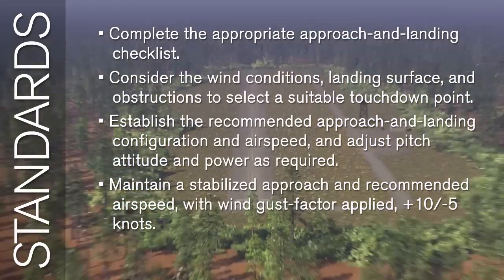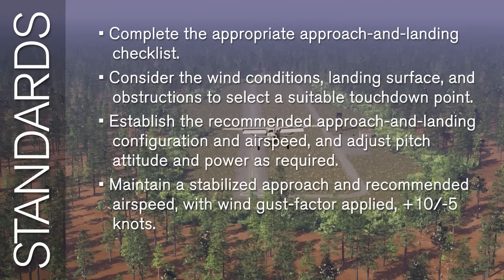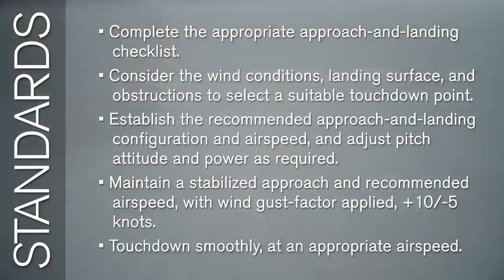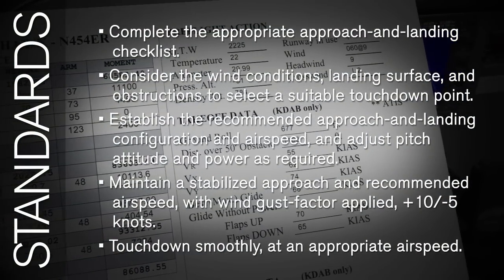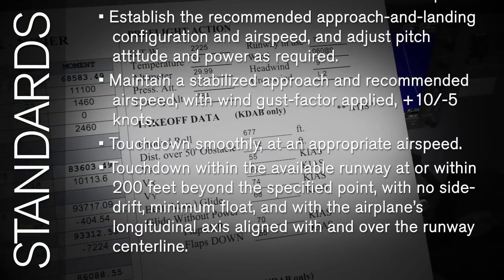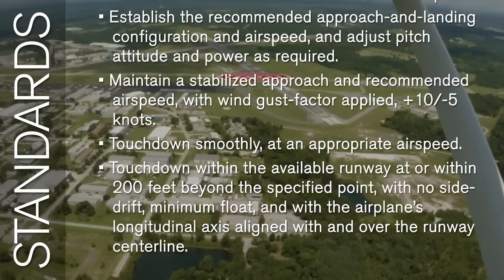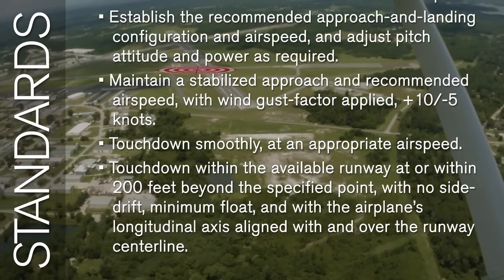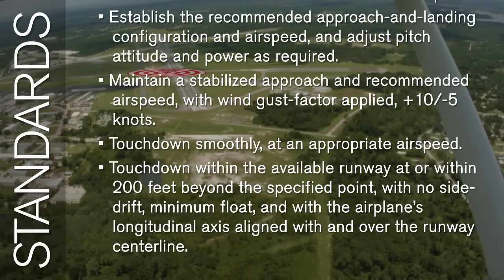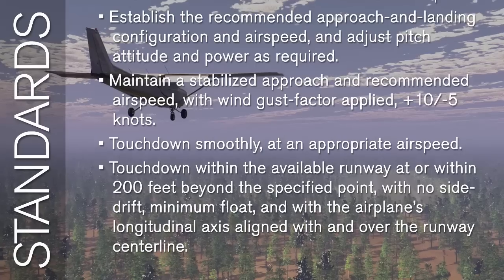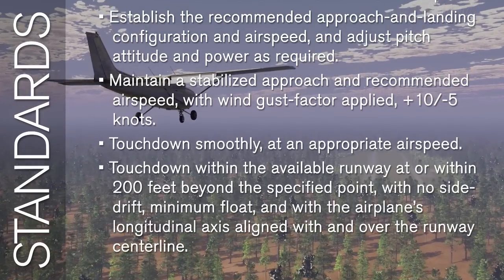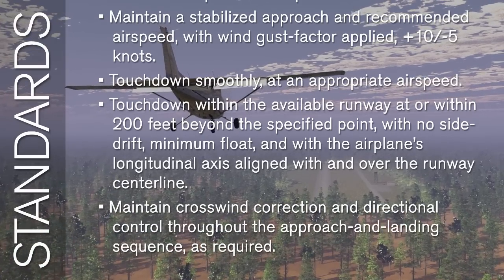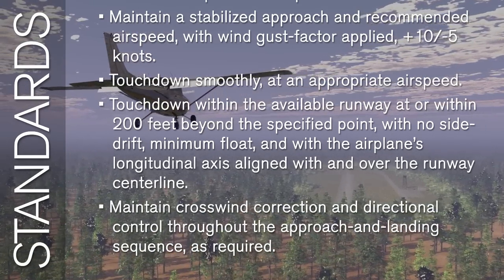Maintain a stabilized approach and recommended airspeed with wind gust factor applied, +10 or -5 knots. Touch down smoothly at an appropriate airspeed. Touch down within the available runway, at or within 200 feet beyond the specified point, with no side drift, minimum float, and with the airplane's longitudinal axis aligned with and over the runway centerline. Maintain crosswind correction and directional control throughout the approach and landing sequence as required.